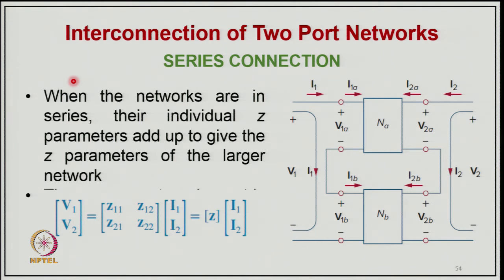When the networks are connected in series, their individual Z parameters add up to give the Z parameters of the large network. We can say the 2 equations in terms of V1, V2 form a Z matrix, Z11, Z12, Z21, Z22, in terms of I1, I2, and you can write it as Z into I1, I2.